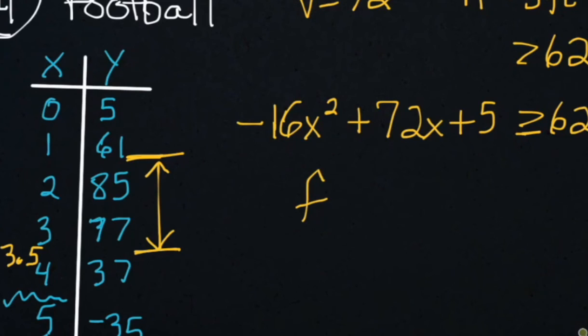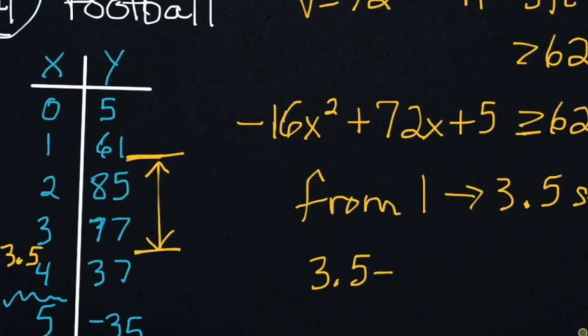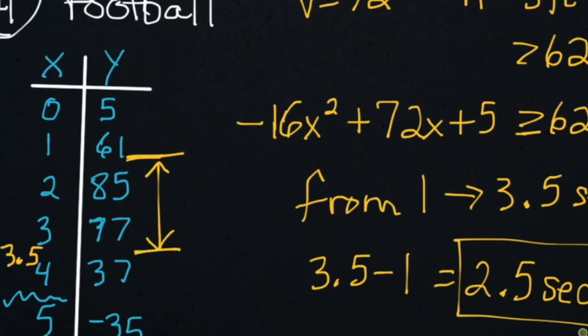So it's from 1 to 3.5 seconds. How long is that? So I take 3.5 minus 1, and that gives me 2.5 seconds. So the ball is lost in the lights for approximately, and we'll do a little tilde in there, approximately 2.5 seconds. That's a long time for that poor receiver to stand out there and not be able to see the ball.